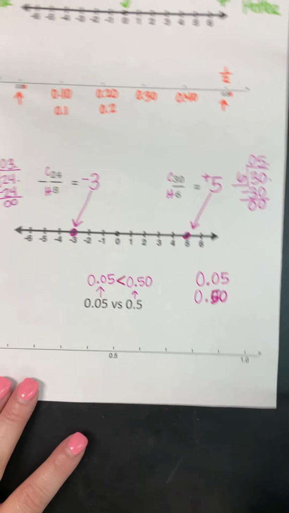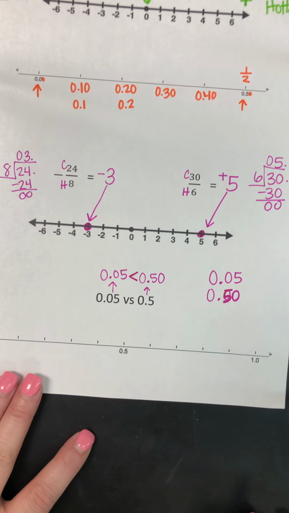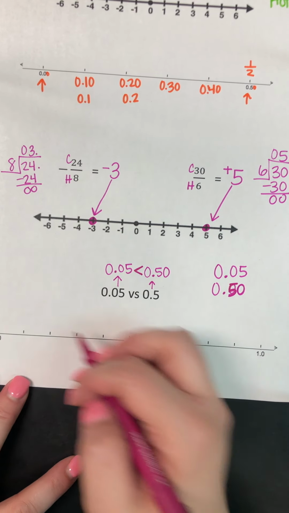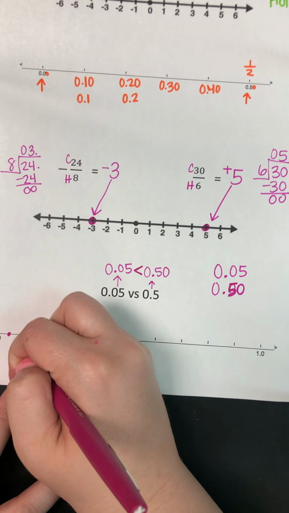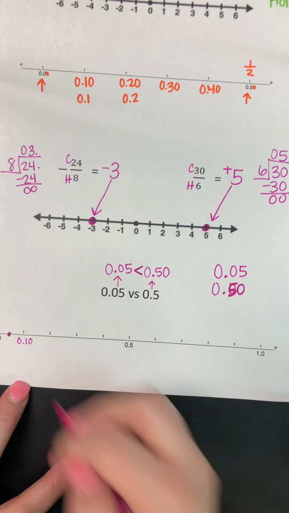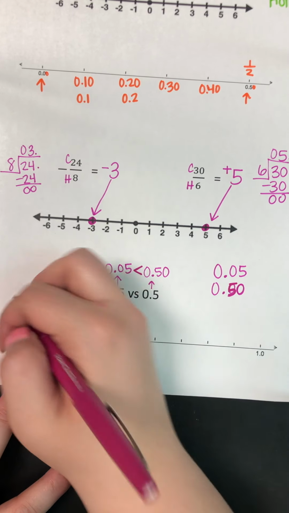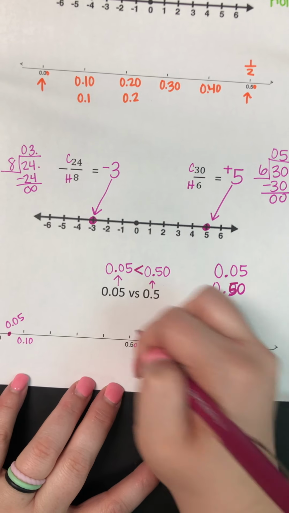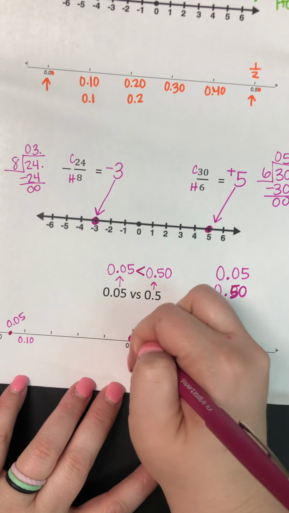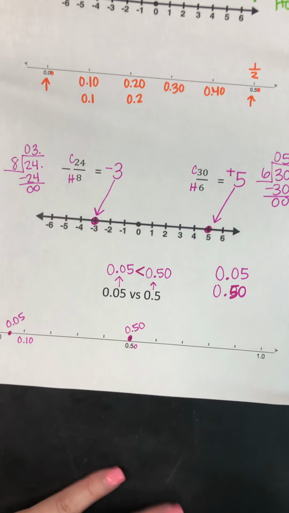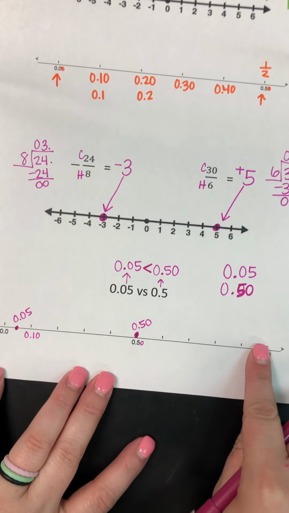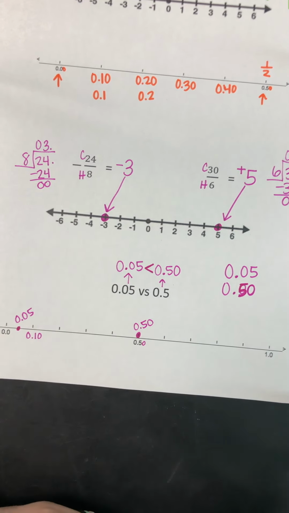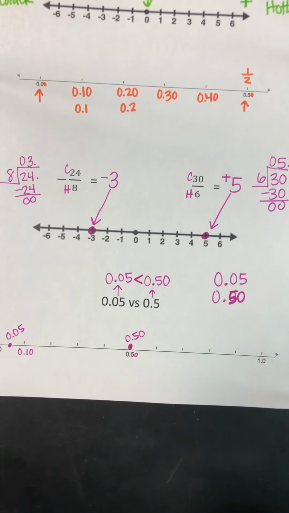All right, and then if we were to graph these on our number line, one thing you need to focus on is that 0.05 is going to be over here in between 0 and 10 cents. Okay, right? 0.05 is our 5 cents. But 50 cents is right here in the middle. Okay, so again, the further right you go, the bigger the number. So clearly 50 cents is greater than 5 cents. These are just some things to look for when it comes to the STAR test.